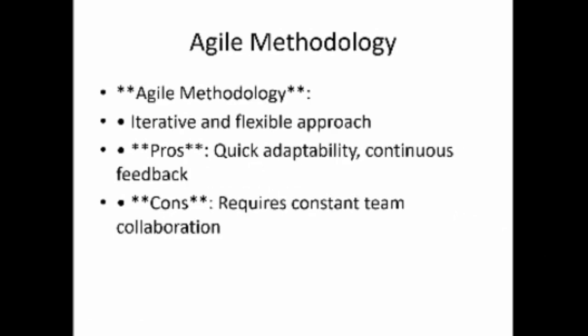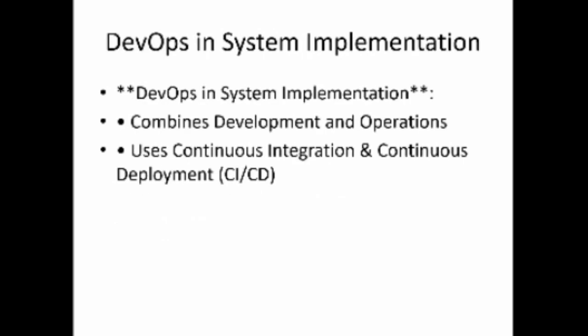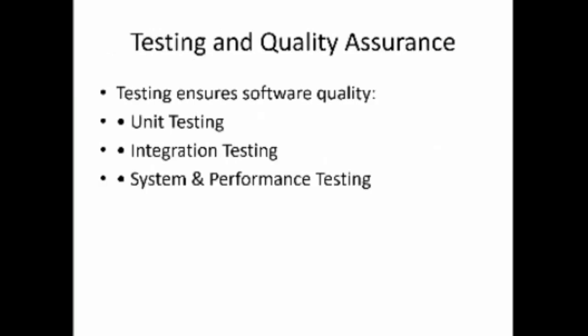Next, agile methodology. The agile methodology is an iterative and flexible approach. Its pros are quick adaptability, continuous feedback. Cons are it requires constant team collaboration. Agile methodology is an iterative and flexible approach, and it is very flexible when compared to the waterfall model. DevOps in system implementation. DevOps combines development and operations, and uses continuous integration and continuous deployment. Here, deployment means it is like a delivery.